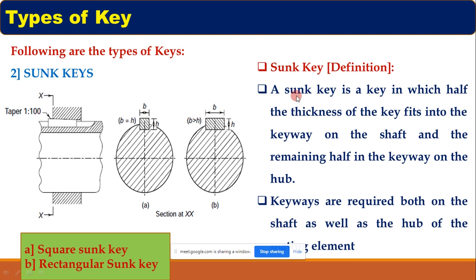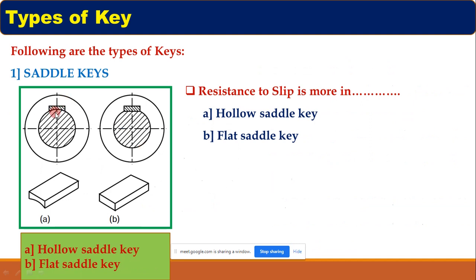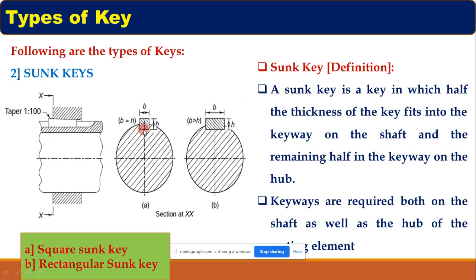Okay. Now let us talk about the definition of sunk key. A sunk key is the key in which half the thickness of the key fits into the keyway on the shaft and the remaining half in the keyway of the hub. As you compare with the previous type, there was no keyway in the shaft, so there was no question of inserting the key into the shaft. But here the keyway is present both on the shaft and hub, and half portion of the key fits into the shaft and half portion of the key fits into the hub. The keyways are required both on the shaft as well as the hub of rotating elements.